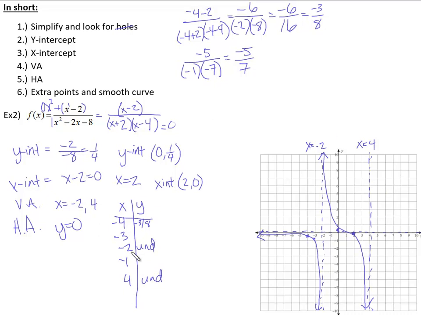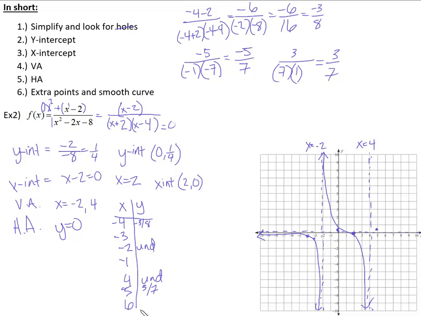Okay, on this side, same thing. I want to pick a couple points, 5 and 6, figure out what's happening over here if we're in the top or if we're also in the bottom. So if I plug in 5, 5 minus 2 is 3. 5 plus 2 is 7. 5 minus 4 is 1. And I end up with 3/7. Okay, which is something a little more than half. No, sorry, a little less than half. It's a little less than half at 5.